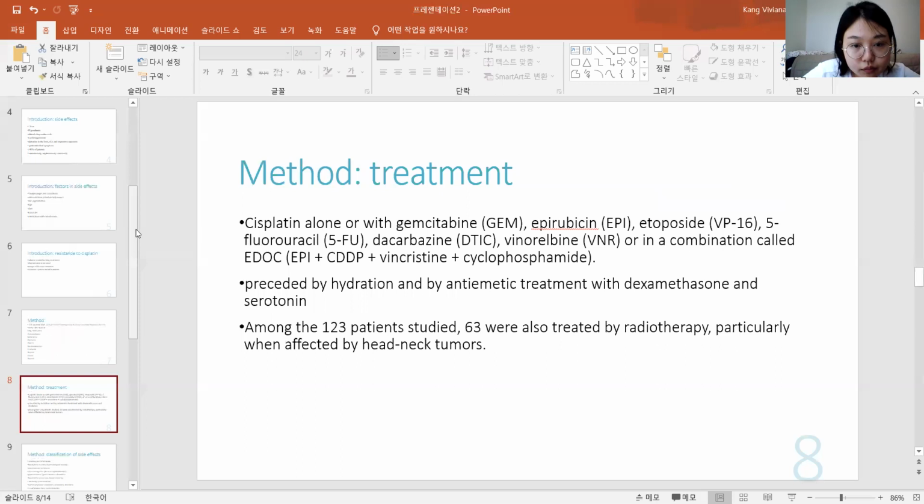Also, in terms of treatment, the patients were treated with cisplatin alone or with gemcitabine, etoposide, 5-fluorouracil, vinorelbine, or a combination called EDC, which involved EPI-CDP, vincristine, and cyclophosphamide.